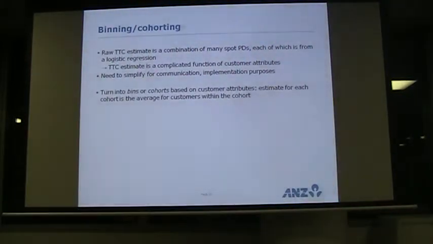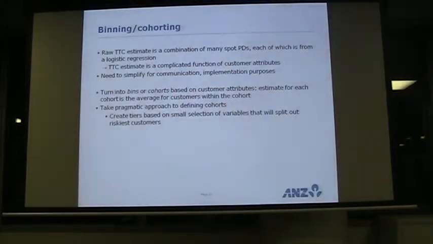What I'm going to do is turn this raw through the cycle estimate into bins. So I'm going to cut my data set according to various attributes. I'm turning it into a big contingency table. Everyone within each cell of this contingency table gets the same through the cycle estimate, just the average of everyone in that bin. I'm going to take a very pragmatic approach. So I'm not going to be using anything like decision tree or regression or some machine learning type approach. I'm just going to create some tiers based on a small selection of variables to split out my riskiest customers, say my low doc loans or people with lots of bad comments on their bureau file, things like that.